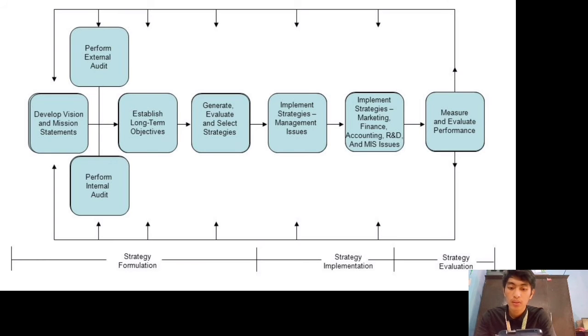This is the process where the organizations generate alternative strategies for their objectives, evaluate them, and select the appropriate strategies for their organization. The organizations will make different strategies, and they will evaluate them, and then they will choose the best strategies that they can use to achieve their specific goals and objectives.